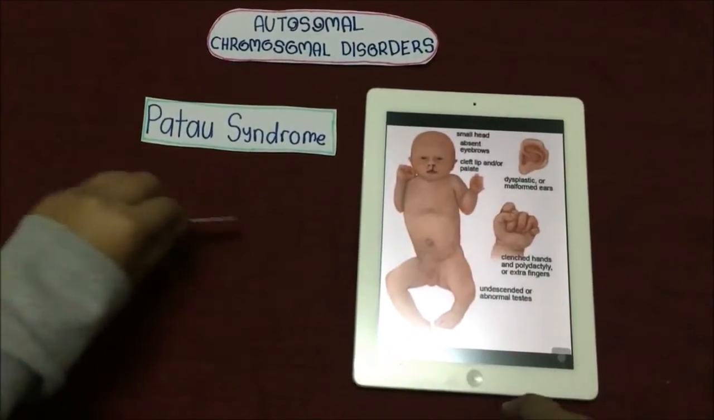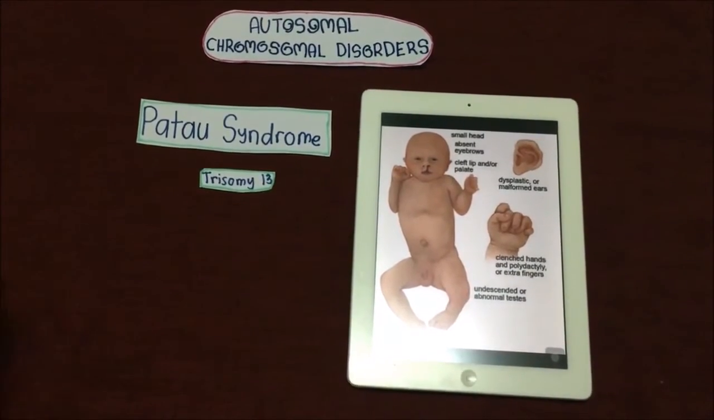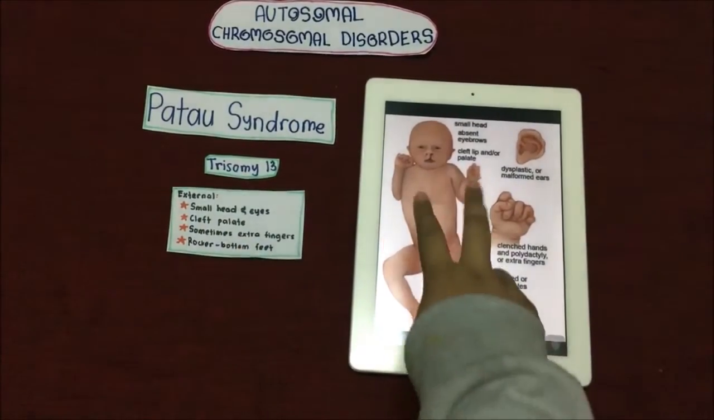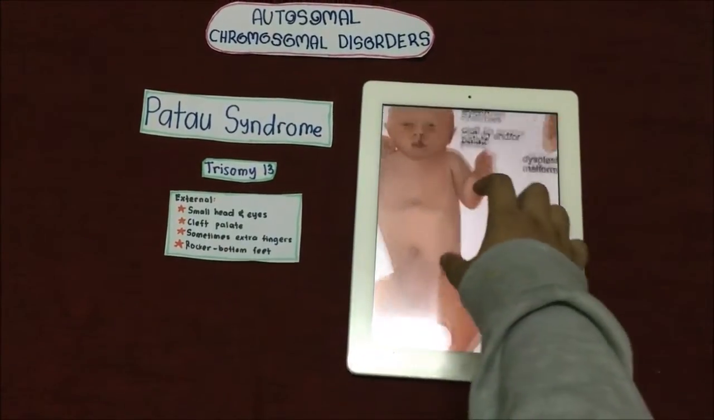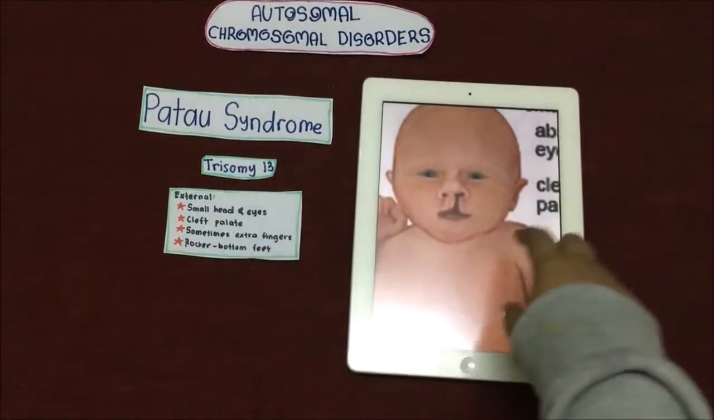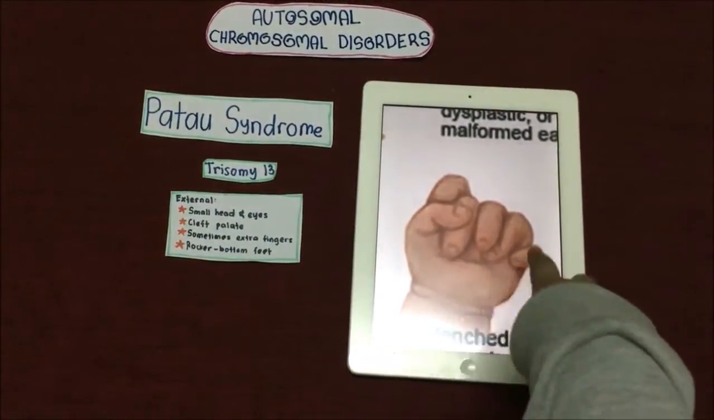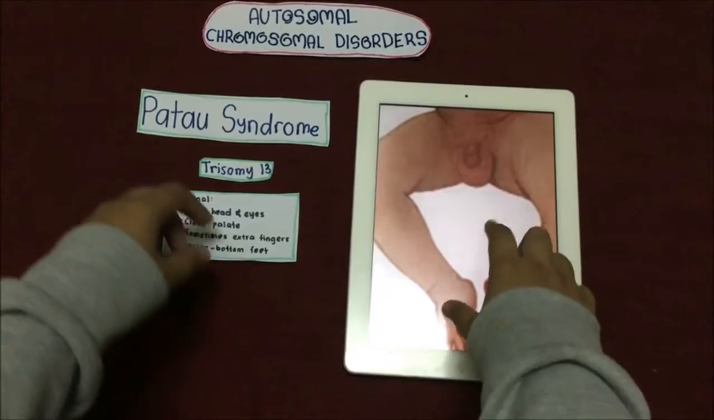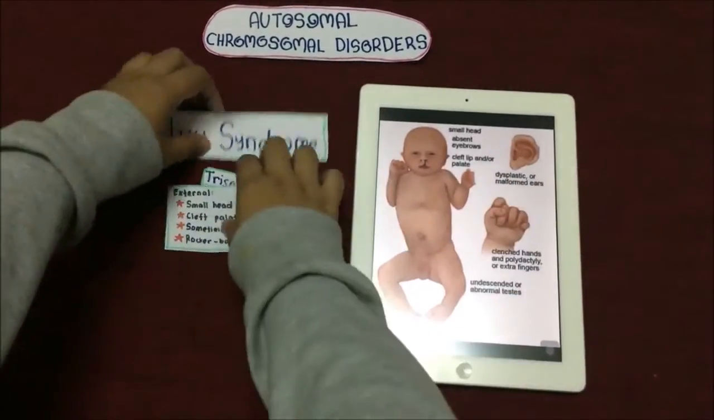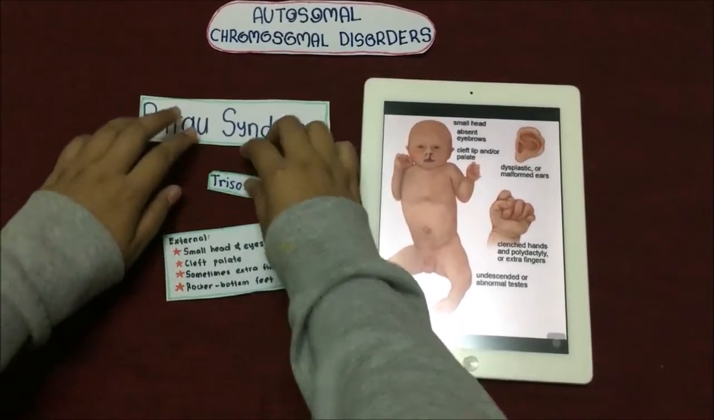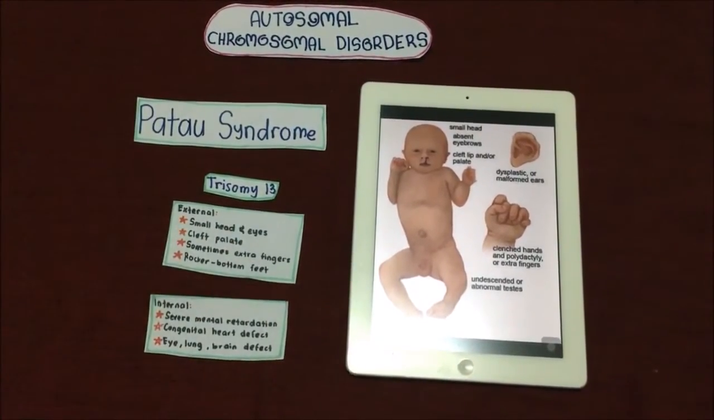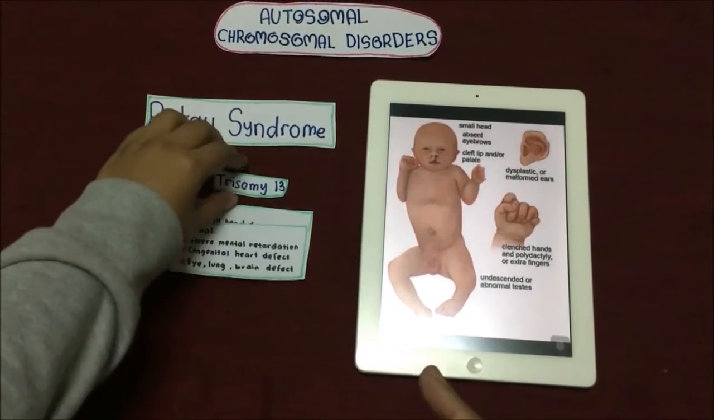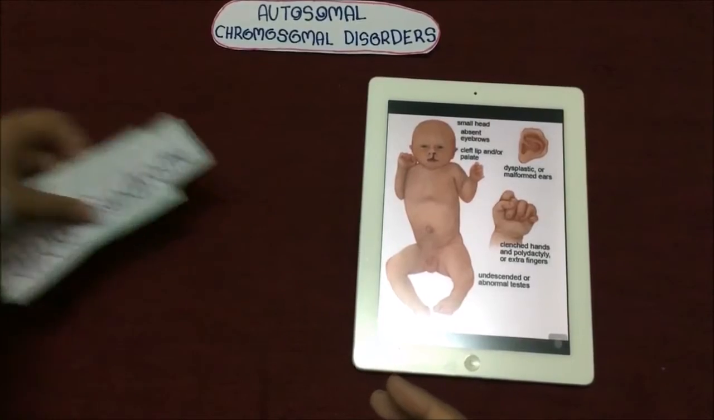The last one of the autosomal chromosomal disorders I'm going to talk about is Patau syndrome. Patients with Patau syndrome have trisomy 13, which means an extra chromosome 13. Externally, they will have small eyes and head, and usually a cleft palate, as you can see, and sometimes extra fingers, as well as rocker bottom feet, the same as Edwards syndrome. Internally, the patient will have severe mental retardation, congenital heart defects, and eye, lung, and brain defects. The sad thing is the patient won't live long.